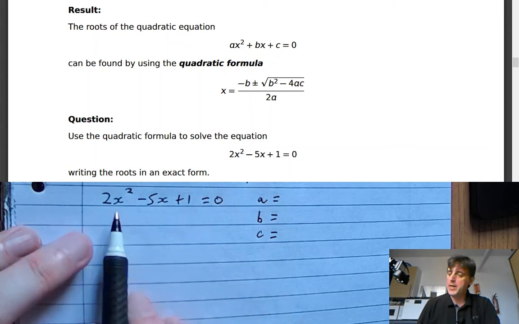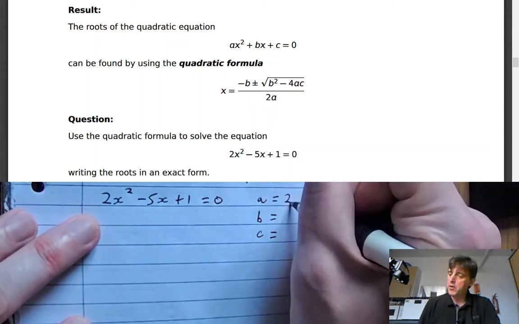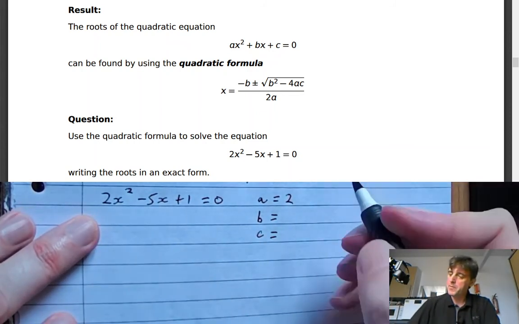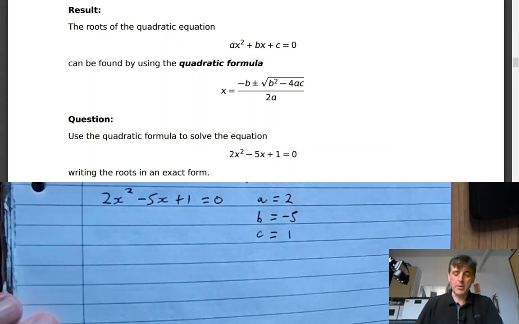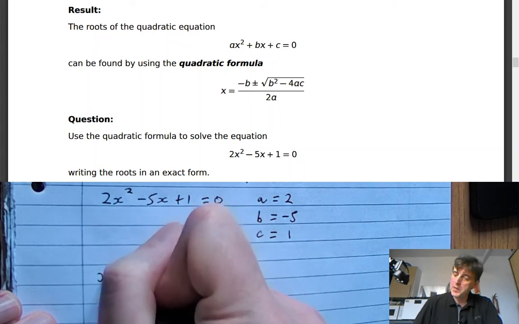So our value of a here would be 2. Our value of b here would be the -5. And our value of c here would be 1. And then we're just going to substitute those numbers into the quadratic formula.